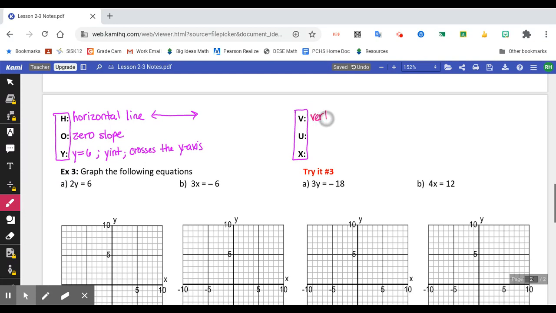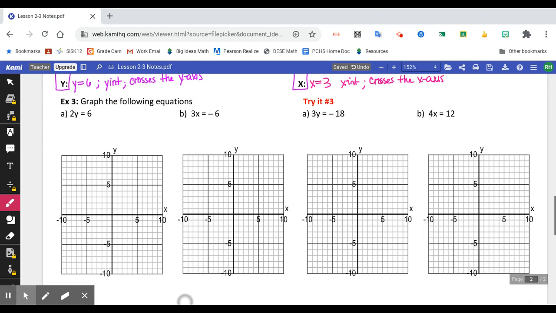So this would be a vertical line. Vertical lines go straight up and down. Okay? This is undefined slope. Okay? And it's an x equals equation. So it has an x-intercept, and it crosses the x-axis. Okay? So, solving here, super easy.